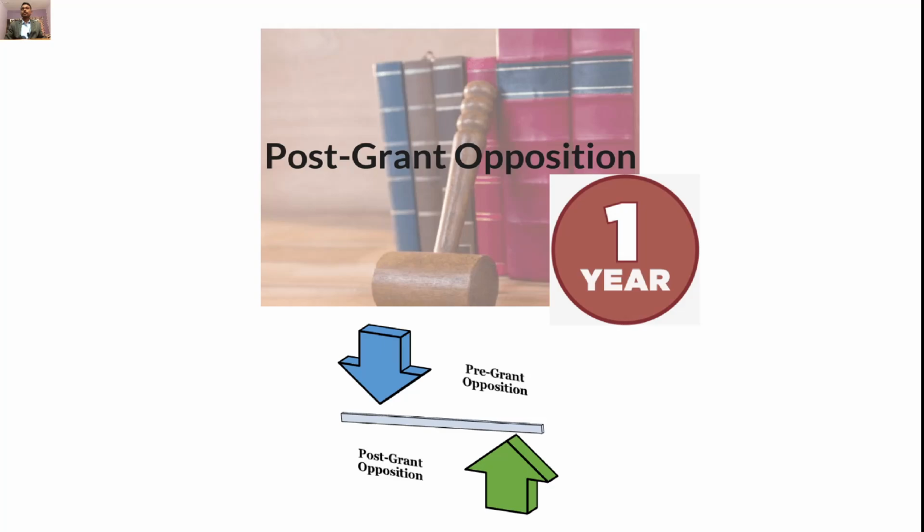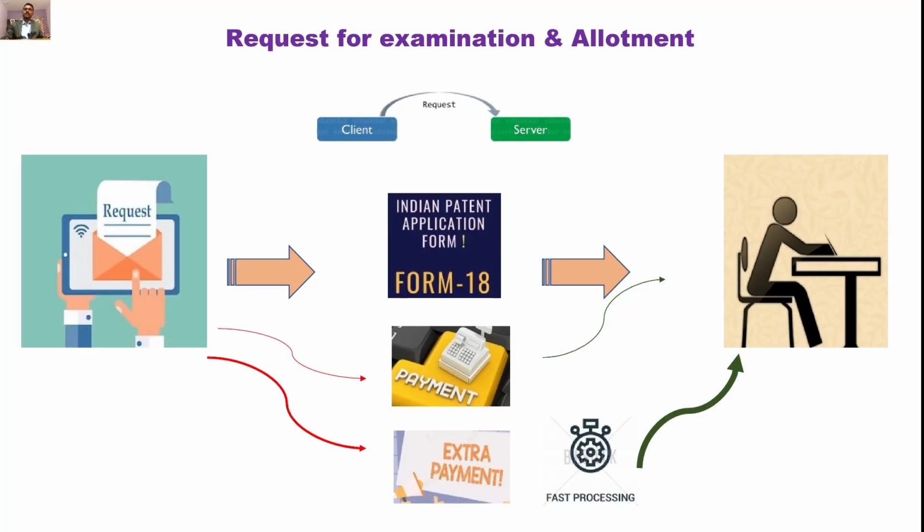Once your application is published, you become eligible for getting your application examined by a patent examiner. For that you have to fill up form number 18, and then you have to pay the prescribed fees. What fees you have to pay, I will discuss separately, because each and every slide we will discuss in detail in my subsequent videos. Here we are just trying to understand the overview of the patent filing and granting process.